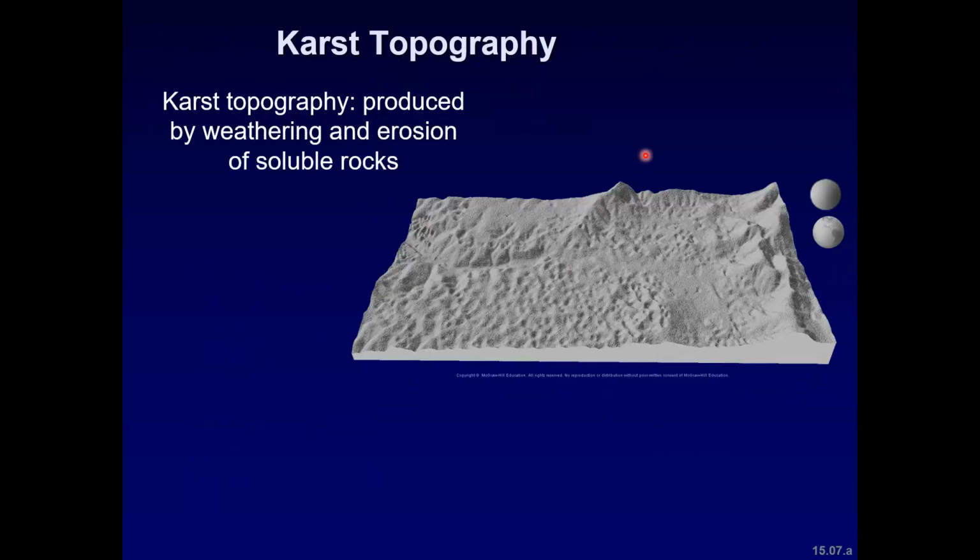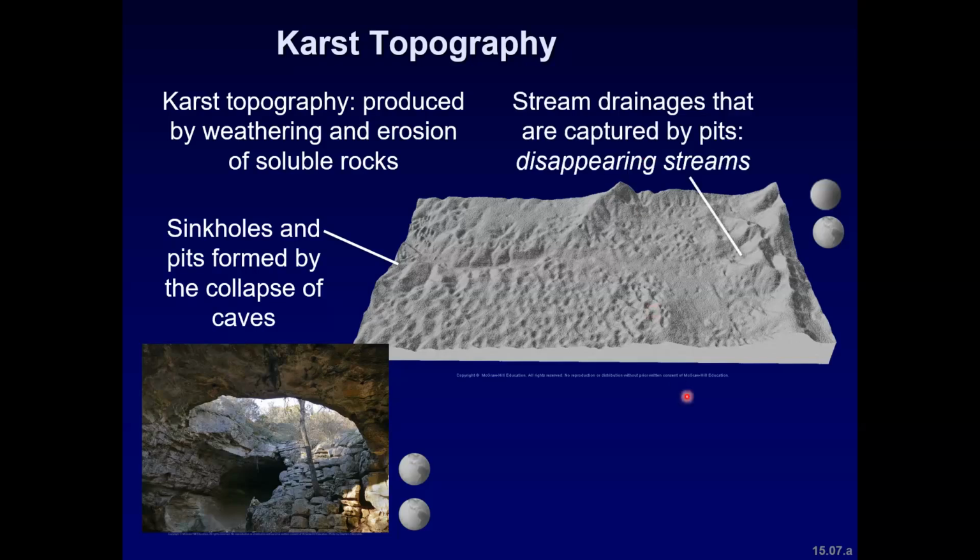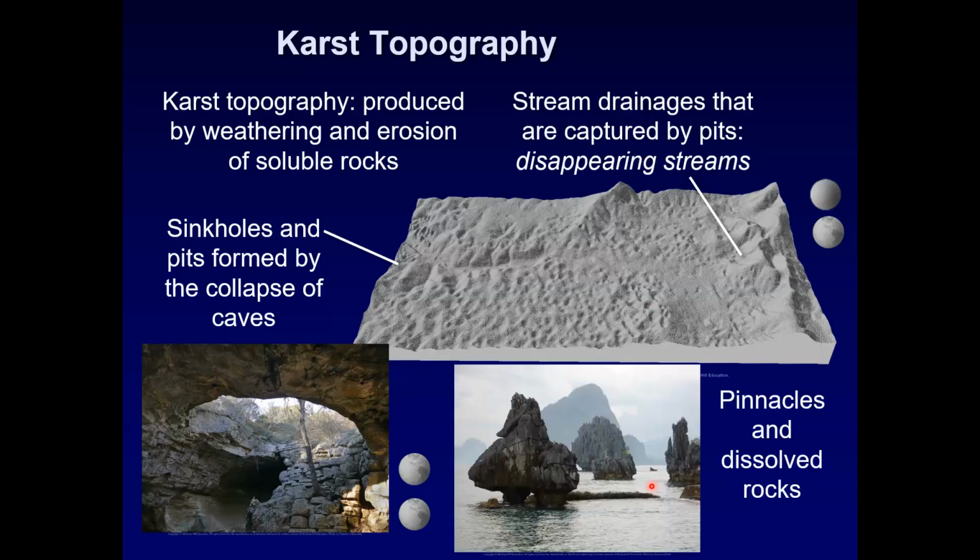Okay, so more on karst topography. That's produced by weathering and erosion of soluble rocks. You can have these sinkholes and pits formed by the collapse of caves. And then stream drainages that are captured by pits. We call those disappearing streams. You can also see things like pinnacles and dissolved rocks.